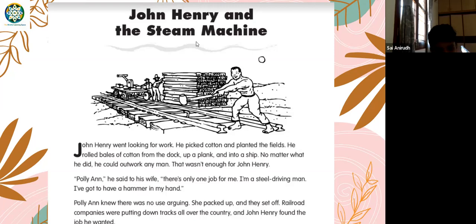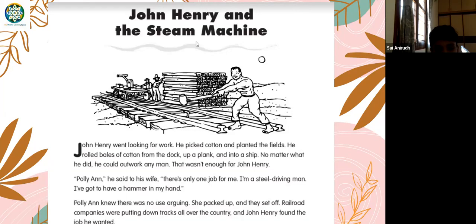John Henry went looking for work. He picked cotton and planted fields. He rolled bales of cotton from the dock up a plank and into a ship. No matter what he did, he could outwork any man.